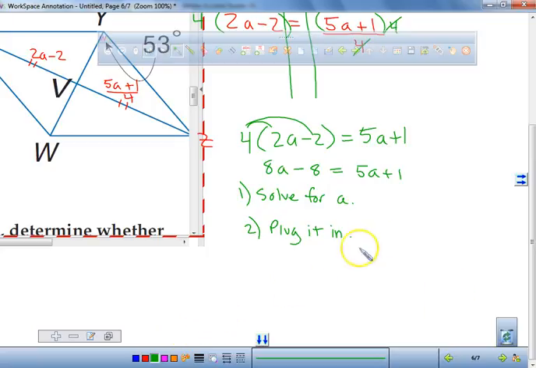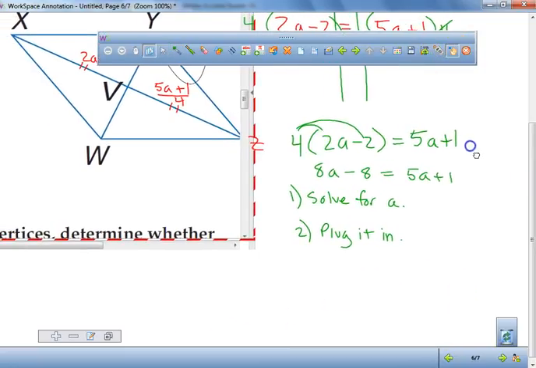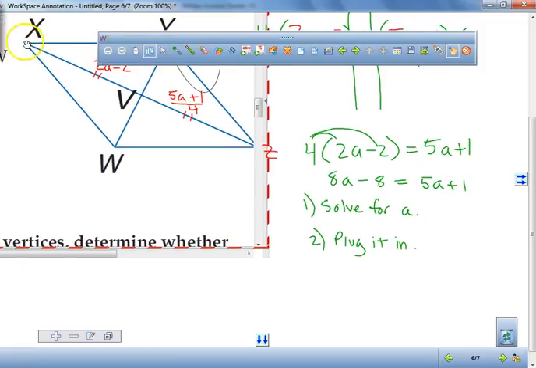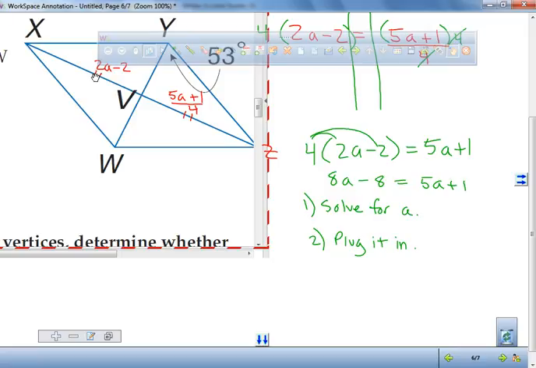Once you plug it back in, what's your final answer? What are you looking for? You're looking for the distance from X all the way to Z. So once you find this distance right here, what should you do with your answer? That's halfway across. What should you do with that? Double it. So find the distance from X to B and then double your answer. That'll give you your final answer. Good luck.